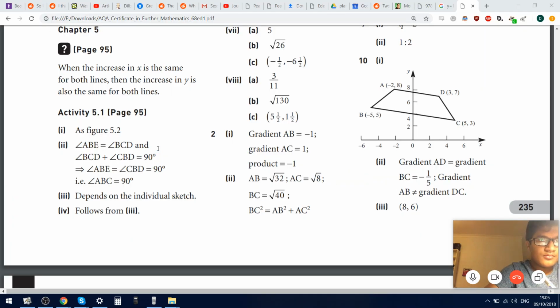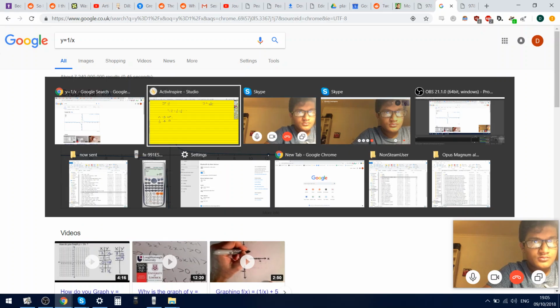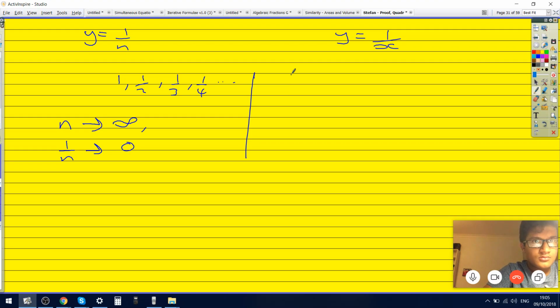And if I look at the graph of y equals 1 over x, if we look at just the positive part, because it would be 1 over n, it starts at 1, so it starts here, and then gets closer and closer to 0. So let's say 3 over n, that could be written as 3 times 1 over n.